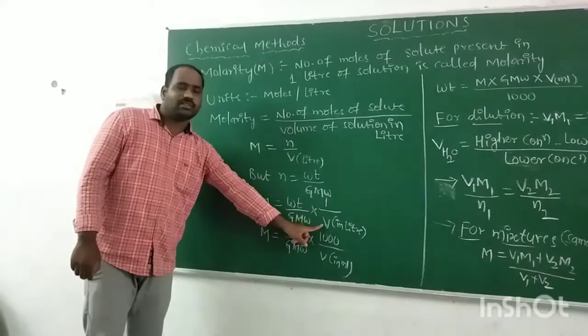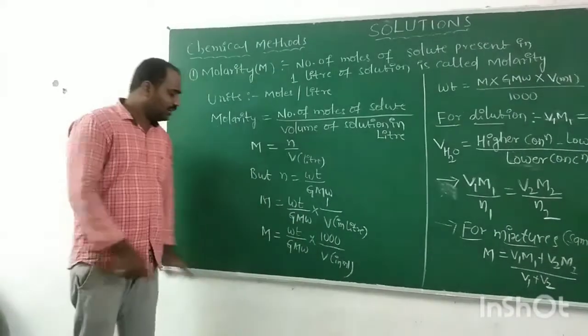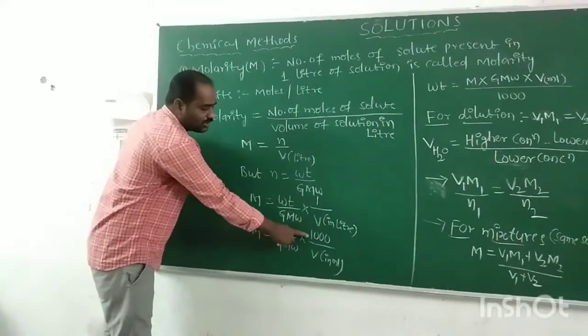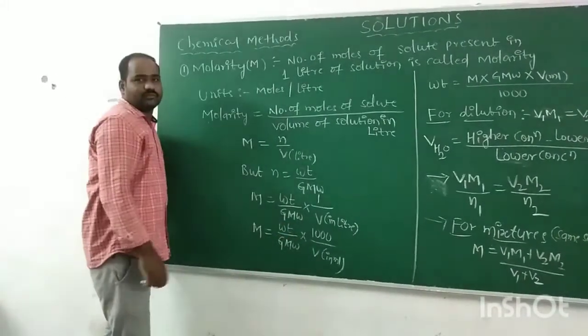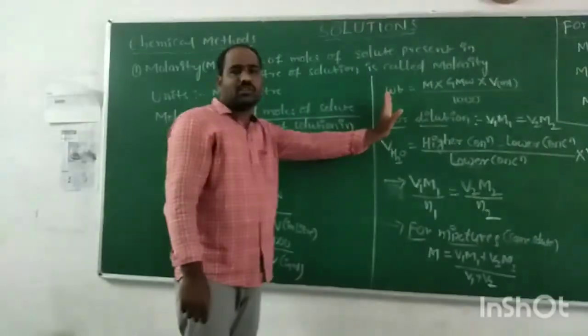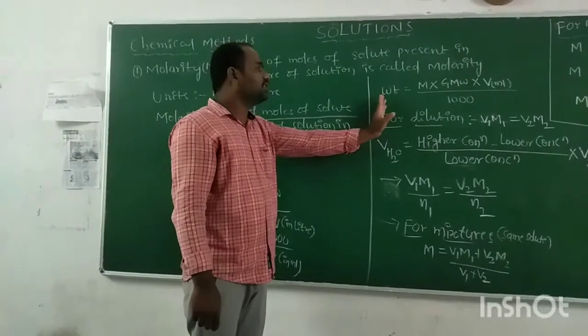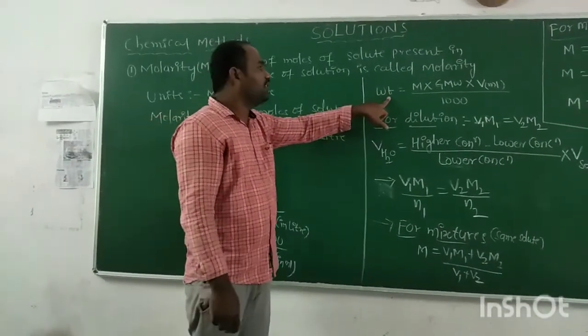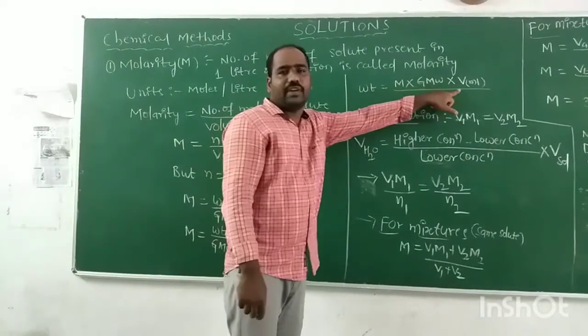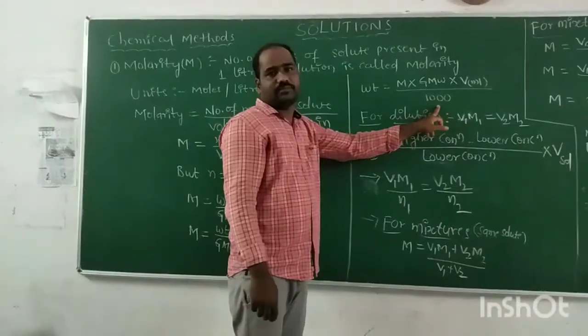If the volume of the solution is taken in ml, then molarity is equal to weight by gram molecular weight into 1000 by V in ml. If the molarity of the solution is known, we can also calculate the weight of the solute. Weight is equal to molarity into gram molecular weight into V in ml by 1000.